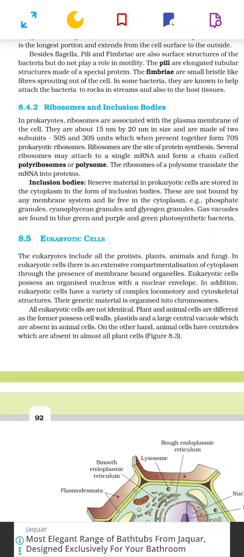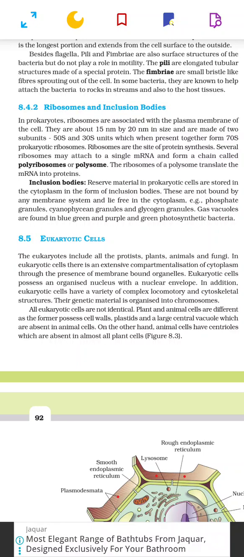Eukaryotic cell. The eukaryotes include all the protists, plants, animals and fungi. In eukaryotic cells, there is an extensive compartmentalization of cytoplasm through the presence of membrane-bound organelles. Eukaryotic cells possess an organized nucleus with a nuclear envelope. In addition, eukaryotic cells have a variety of complex locomotory and cytoskeleton structures. Their genetic material is organized into chromosomes.